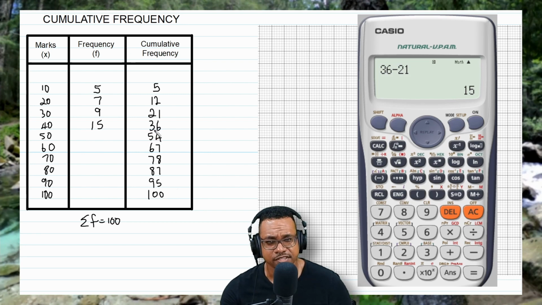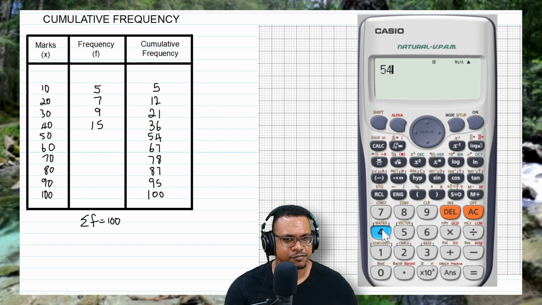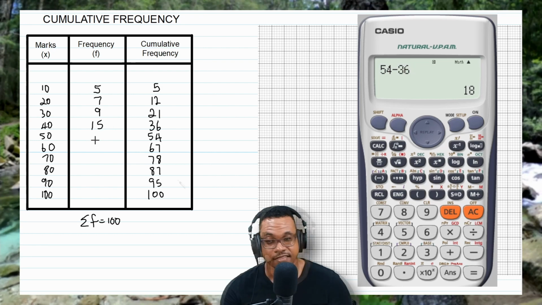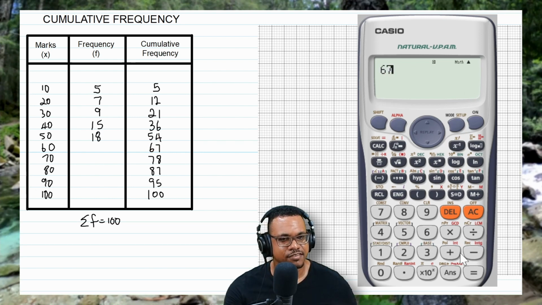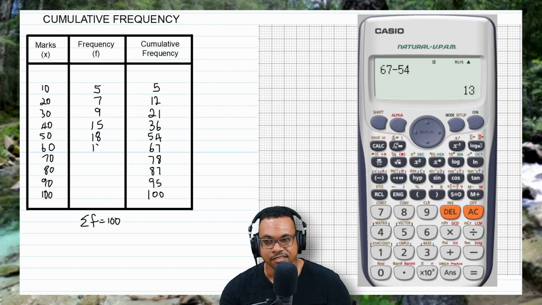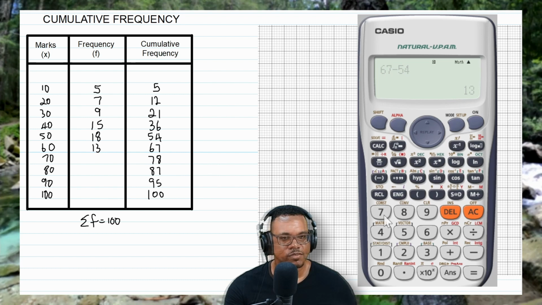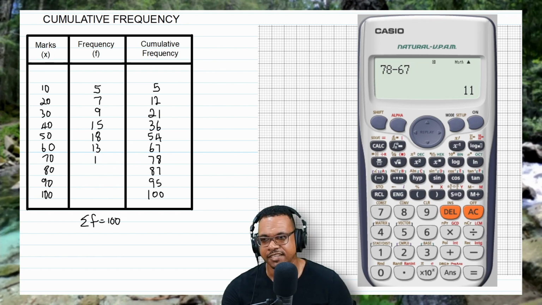Then we have 54 take away 36. So 54 take away 36. And we get 18. And that's how I know my frequency here is 18. Then 67 take away 54. So 67 take away 54. And we get 13. And that's how I know my frequency here is 13. Then we're going to have 78 take away 67. So 78 take away 67. And we get 11. So I'm going to write 11 here.